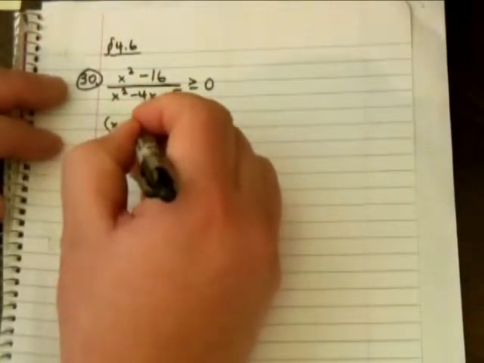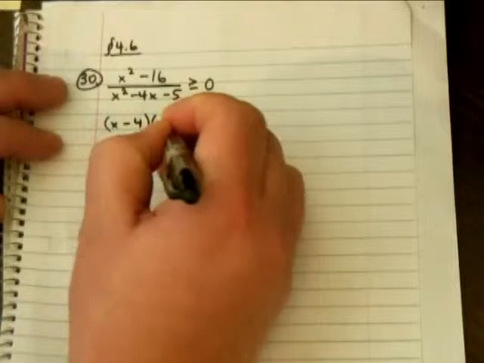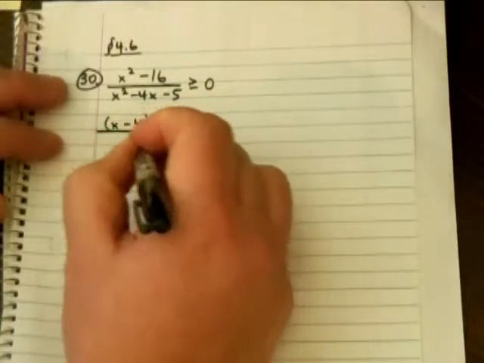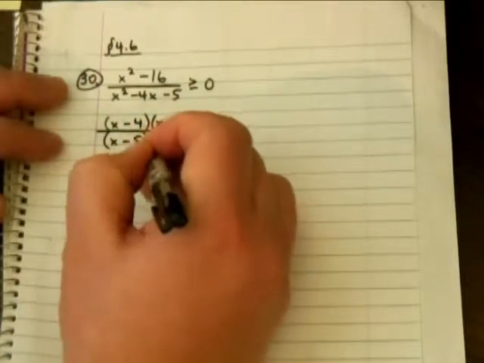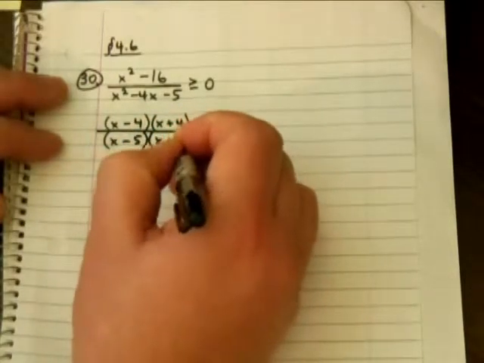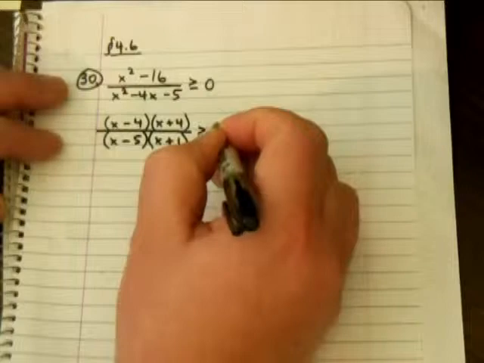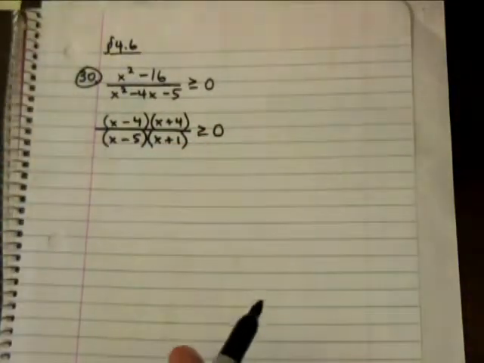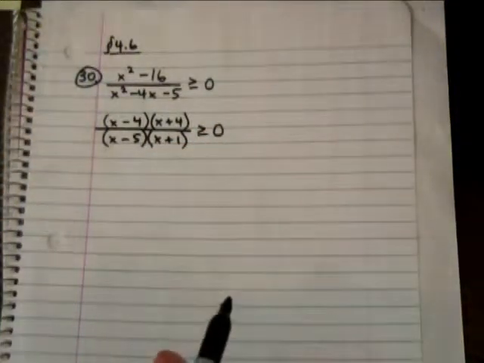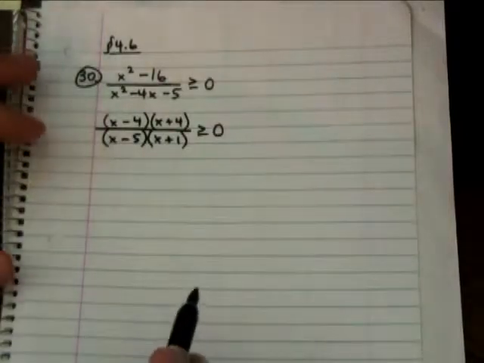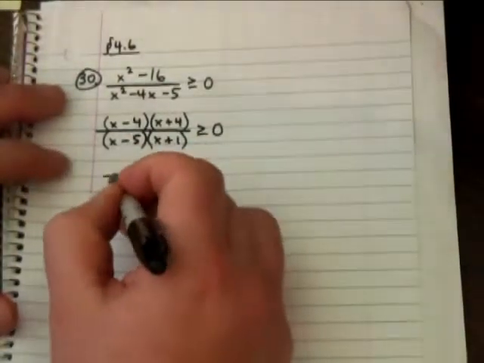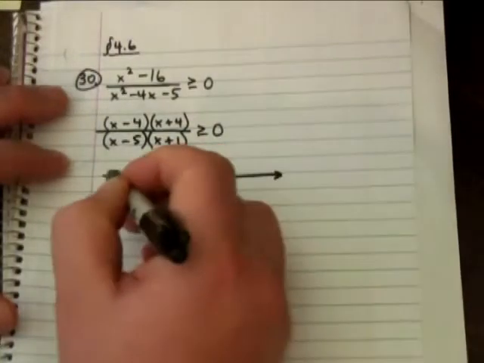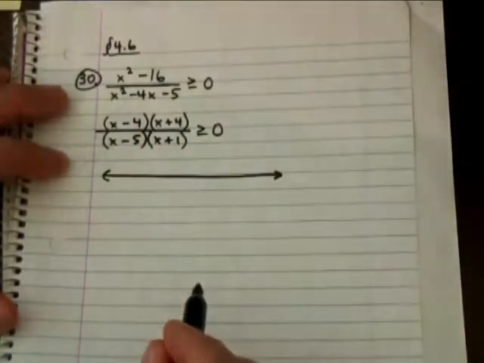So I factor the numerator as x minus 4 and x plus 4. Then I factor the denominator, and that factors into x minus 5 and x plus 1. All right, now I can find what are known as my critical points for this expression. Well, the critical points are anything that make the numerator or the denominator equal to 0.